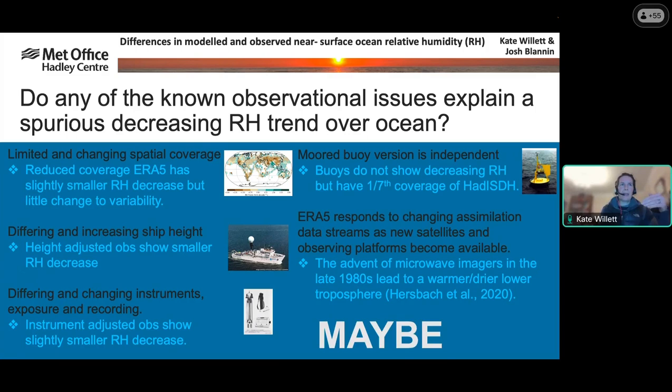We've looked at changes in ship heights, because they are increasing over time, which could cause a decrease in RH. But we adjust for this in HAD-ISDH. We adjust for instrument changes and differences. I've also looked at a moored buoy only version to compare with the ships, because that's independent. And we've also been looking at ERA5, because we know that although it does agree with HAD-ISDH, it does have instabilities within itself because of changing data streams.